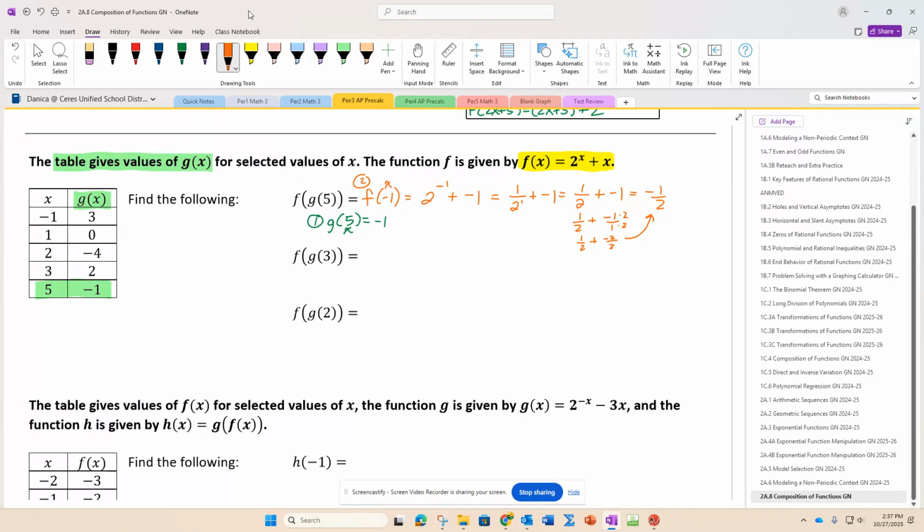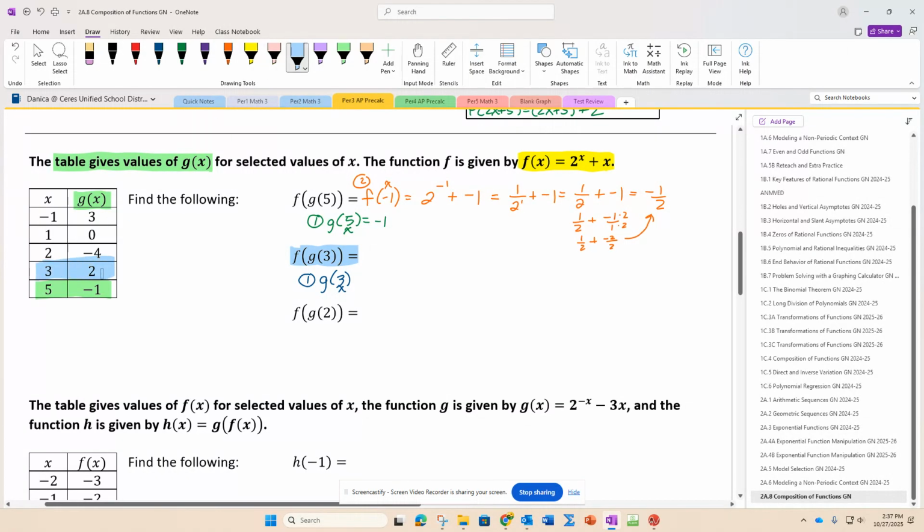Okay? All right, let's take a look at f of g of 3. Again, the first thing that I would do would be what's inside those parentheses. I find my g of 3. So again, I need to go to my table, that's my g function, and find where I have an input or x value of 3. And that is here.